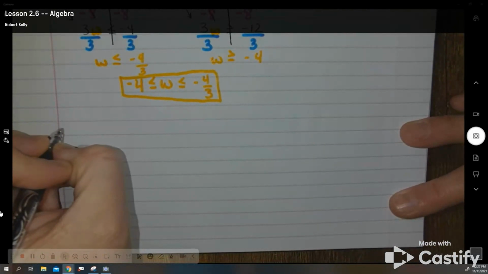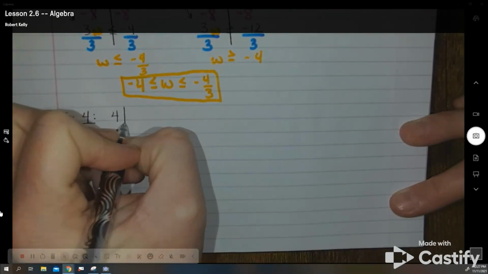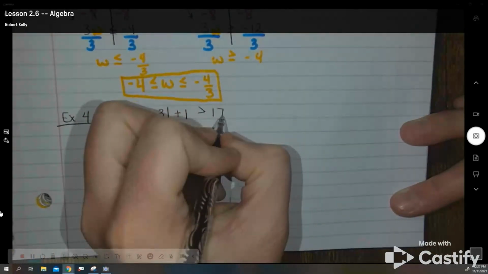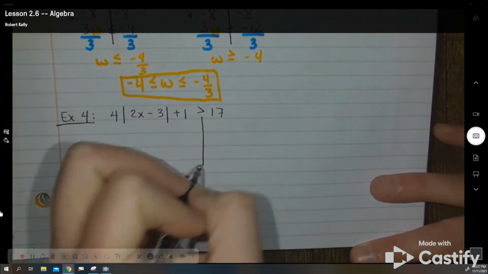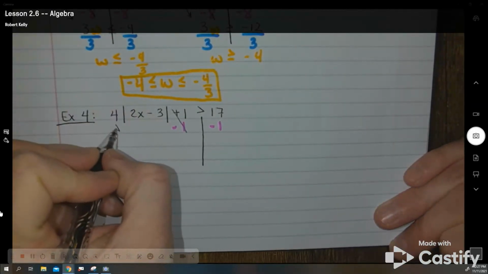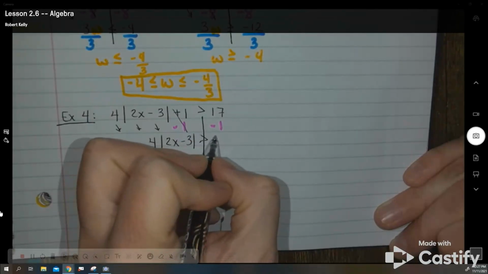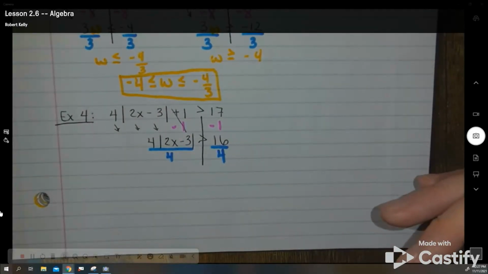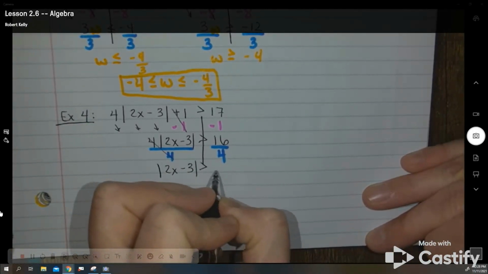All right, for example 4, we have 4 times the absolute value, 2x minus 3 plus 1 is greater than 17. Now this one, again, we have to get it just to that absolute value before we can try to split. So we're going to start by subtracting 1. We'll bring all the rest of this down. So we have 4 times the absolute value, 2x minus 3 is greater than 16. Still don't have just absolute value, so we're going to divide by 4. So we're left with the absolute value of 2x minus 3 is greater than 4.